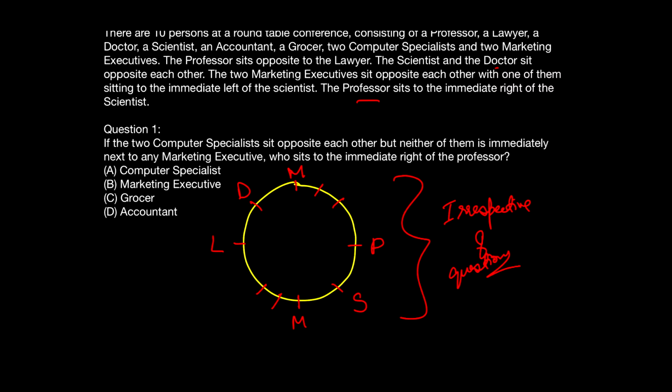So let's read question number 1. If the two computer specialists sit opposite each other but neither of them is immediately next to the marketing executive, then who is sitting to the right of the professor? So that's a nice question. We have to place the computer specialists in such a way that none of them are next to the marketing executive. So one computer specialist can be seated here and another computer specialist can be seated here, and keeping this in mind, now I will be checking who is on the right side of professor. So on the right side of professor, we have a computer specialist. So my answer for this question will be option A, which is computer specialist.